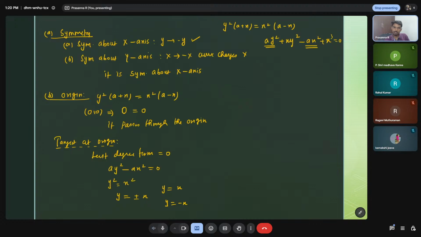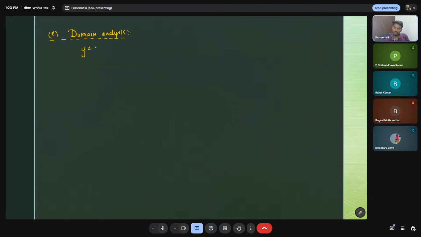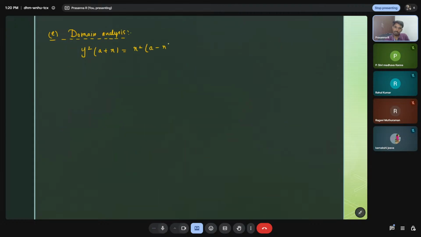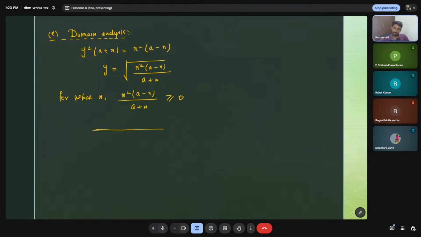So what is the function? y square into a plus x is equal to x square into a minus x. That means y square is x square into a minus x by a plus x. So we need to find for what x, x square into a minus x divided by a plus x is greater than or equal to 0. So we'll apply the wavy curve.